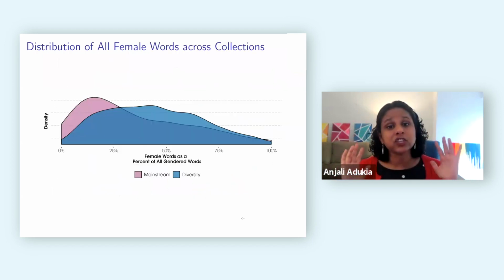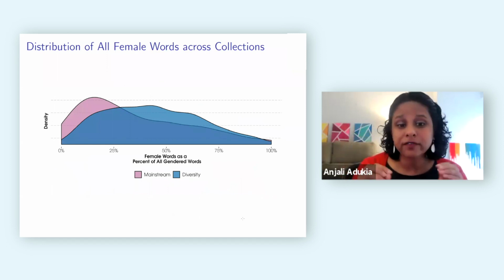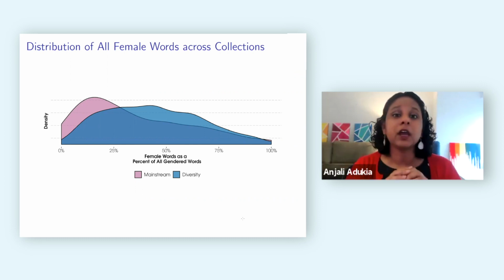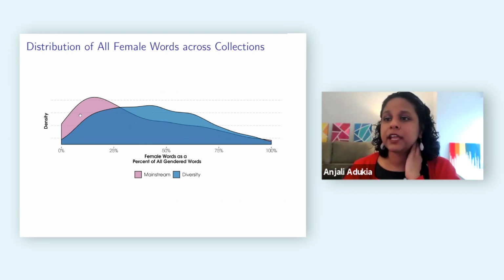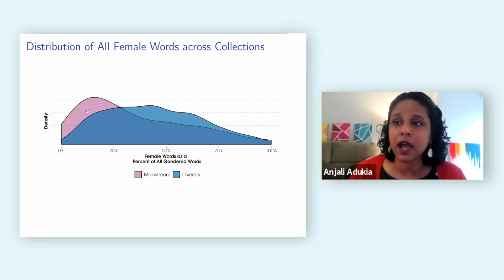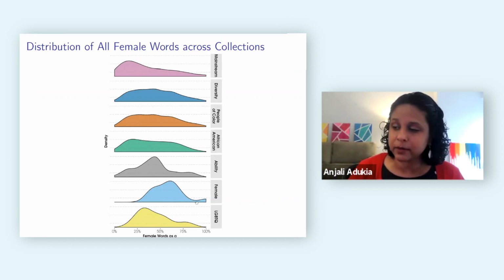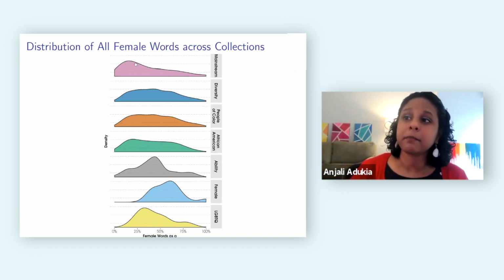Now, if you just look at gender and think about the distribution of all female words across collections, so when we say all female words, we're talking about pronouns and gendered words such as queen and boy. We're talking about the gender of the characters and the famous figures. And you see that the mainstream collection is much more male skewed than the diversity collection. And when you look at it across collections, of particular note is the collection that's meant to highlight females. You see that while it is skewed female, it is much less skewed female than the mainstream collection is skewed male.